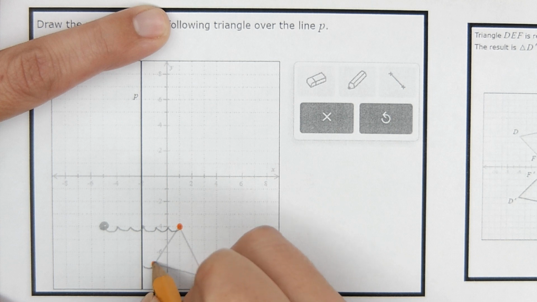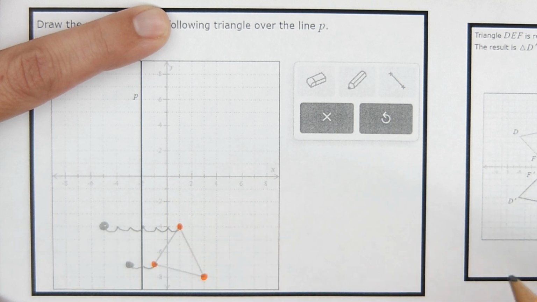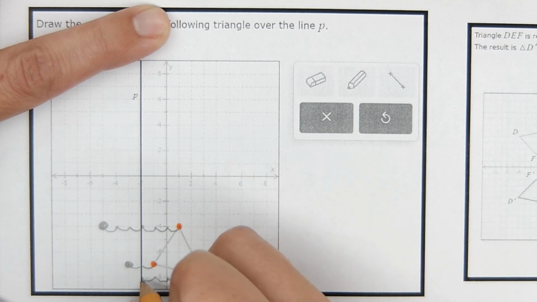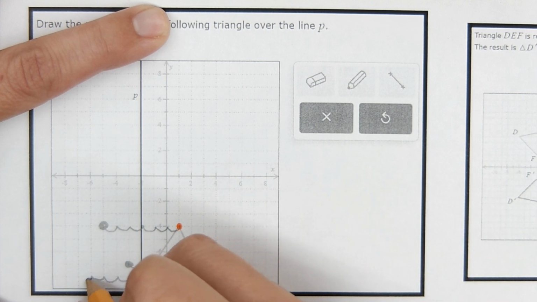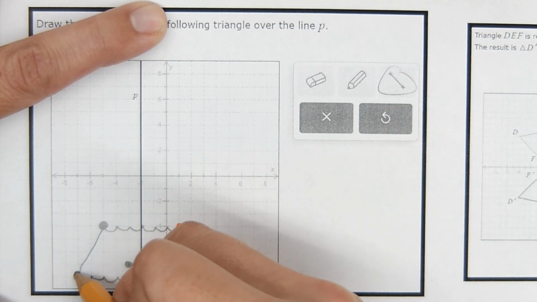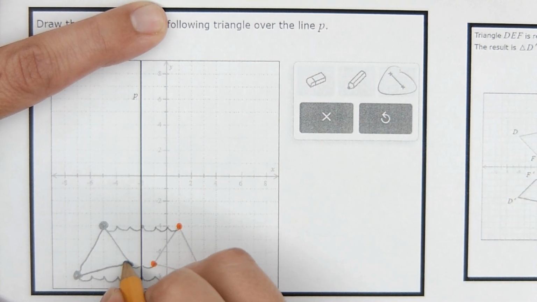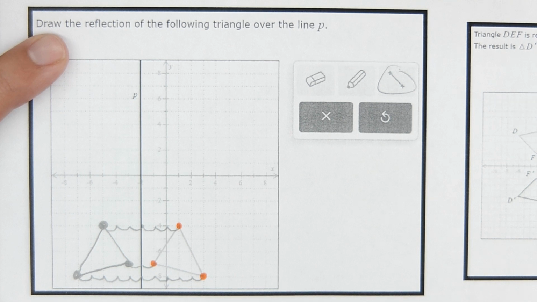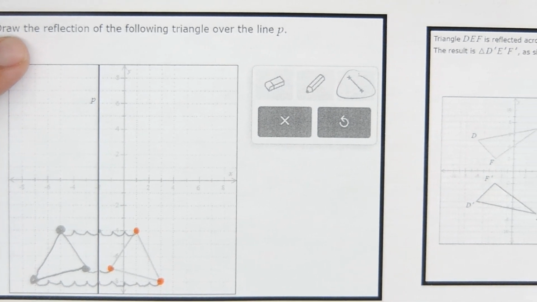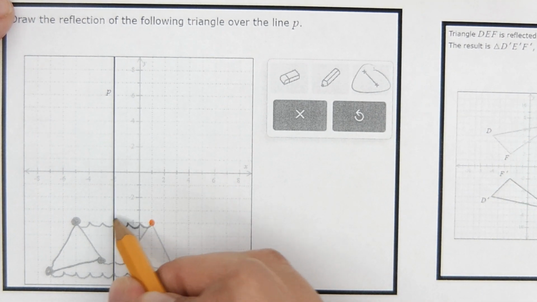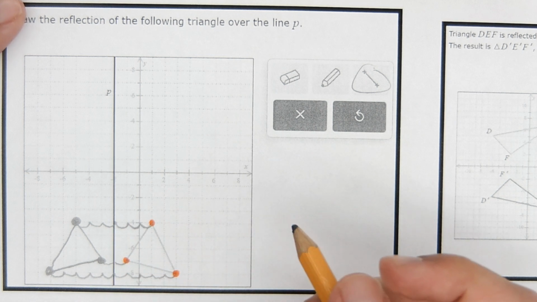This point is 1 unit away, so we'll make it 1 unit away on the other side. And then this point, 1, 2, 3, 4, 5 units. So 1, 2, 3, 4, 5 units on the other side. And then the last step, you would use this button here to connect the dots. And here is our reflected shape. Okay, then this one. I'm just counting 1, 2, 3 units.